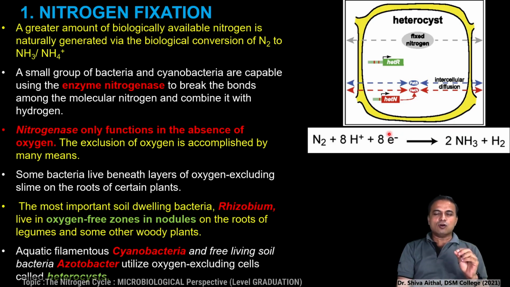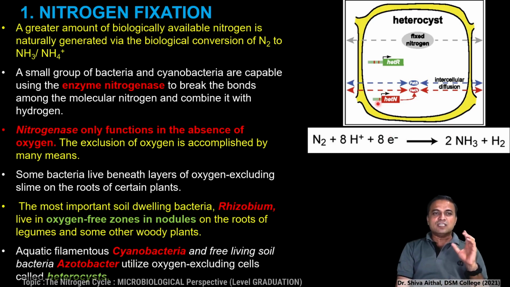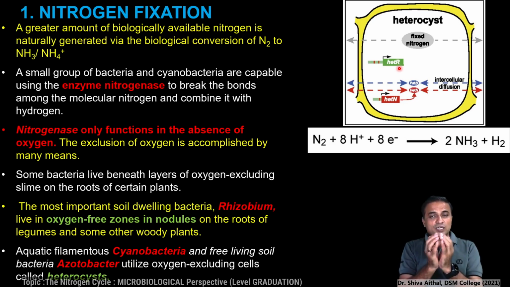Now this is carried out by a very specific small group of bacteria. They are very specific, and also cyanobacteria in the lakes, which are on the soil. There are azotobacter which are free living in the lakes. There are cyanobacteria which are capable of using the enzyme nitrogenase to break the bonds of molecular nitrogen and combine it with hydrogen, as we have seen. So what is the enzyme responsible for breaking and combining the nitrogen? It is the enzyme nitrogenase.